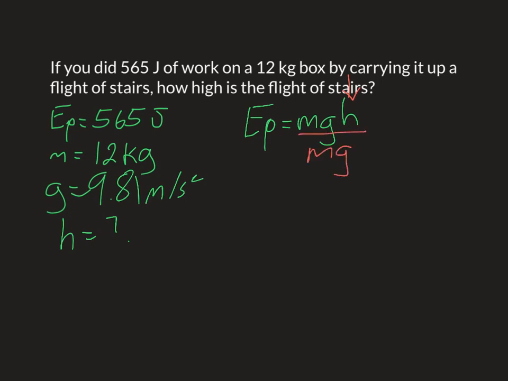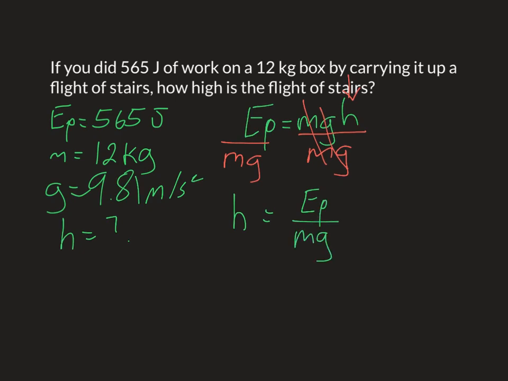I can do that both at the same time, okay? These will both cancel out, but I also have to divide this side by mg. So my formula, now rewritten, is h, height, is equal to potential energy divided by mass times gravity, okay?